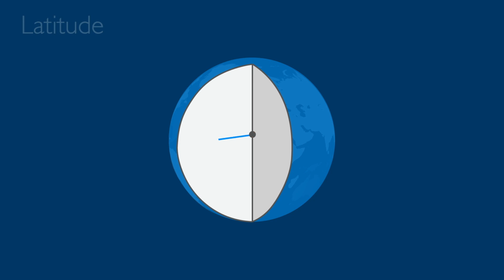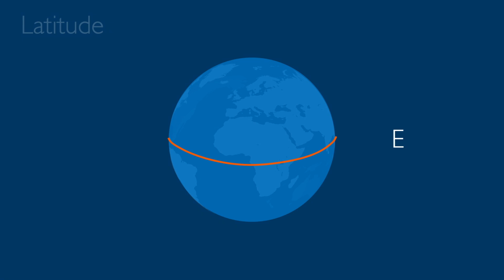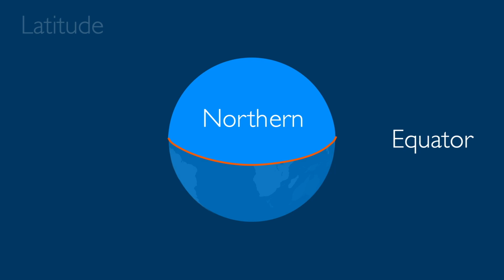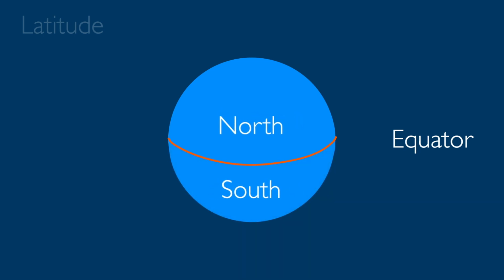If we were to protrude lines from the centre of Earth to the surface at 90 degrees, we could create a line around the globe at its fattest point. But of course, we all know this line, it's the equator. It has effectively split the globe into the northern and southern hemispheres. This is important in terms of understanding how latitude works.